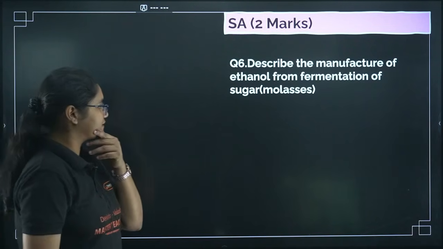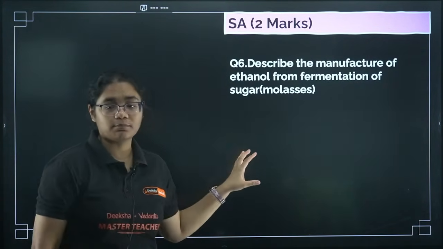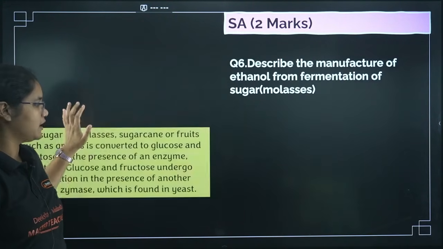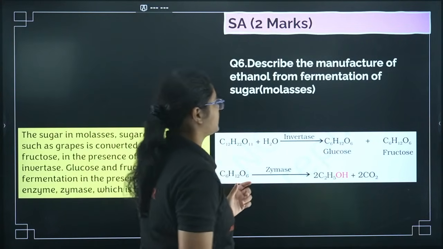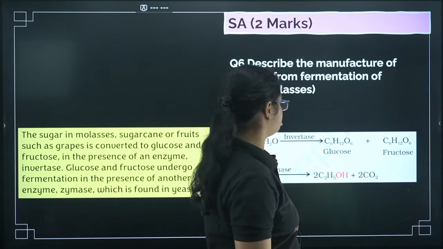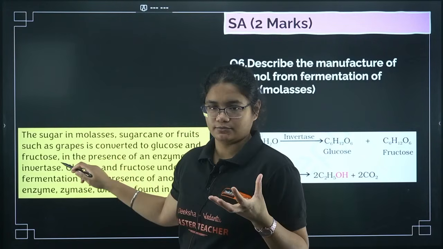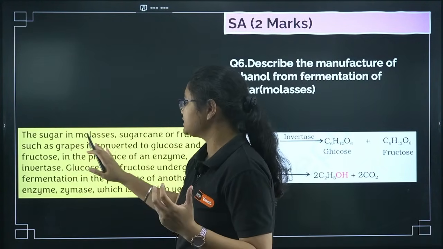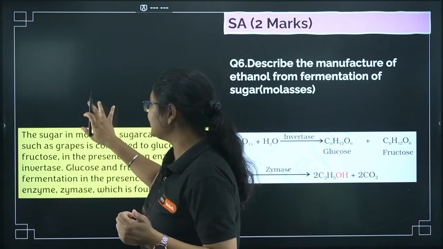Next question, describe the manufacture of ethanol from fermentation of sugar. Yeah, this is an important question because from here MCQ can also be asked. So what happens here is, first you have to understand how the fermentation takes place from sugar. The sugar in molasses, sugar cane or fruits such as grapes is converted to glucose and fructose in the presence of an enzyme.